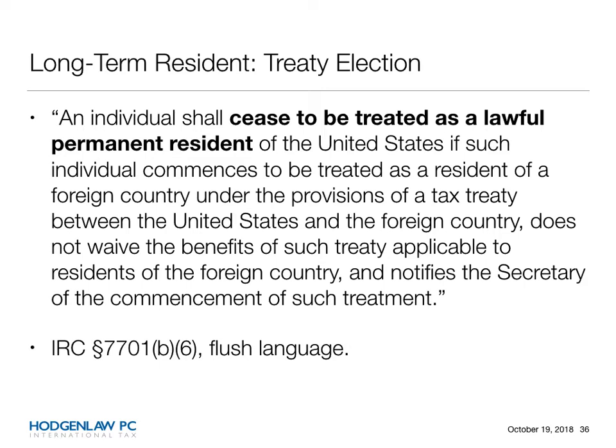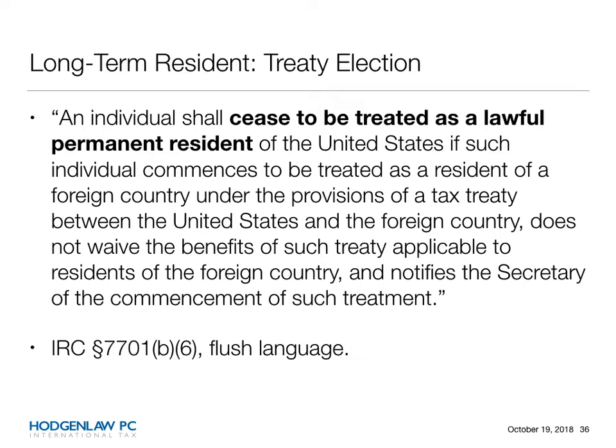If you look at every tax treaty, it says you figure out whether someone is a resident of a particular country by looking at the domestic tax laws of that country. So if you move to Italy in March, you look at the Italian tax laws that define who is a resident for income tax purposes of Italy. And if Italian law says March 1st is your date, then that's your date under the terms of the tax treaty. That does not waive the benefits of such treaty. Let's just ignore that stuff because it's not important here. And then the third requirement: notifies the Secretary of the commencement of such treatment.